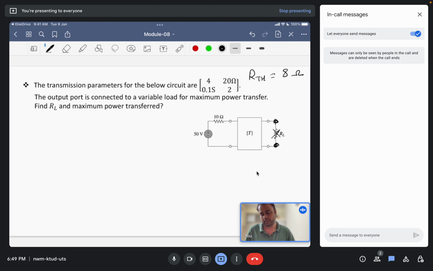So from the ABCD parameters, this term here means that there is no flow of current. I2 is 0. So this minus I2 is 0. Since this is open circuit, there is no flow of current. So V1 by V2 will be A. A is given as 4. So V1 is equal to 4 V2.